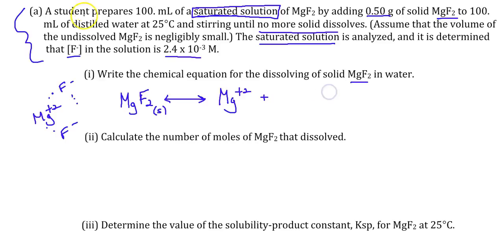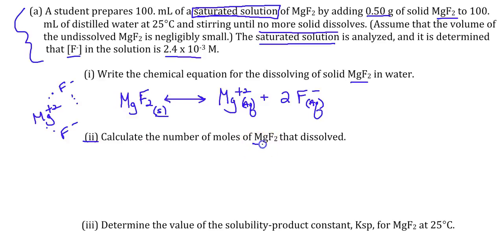So it's 2 fluoride ions, 2F negative. This is aqueous. Do you need the states of matter? Probably. I would say it's a good idea to show off and show that you know that. I'd write a double arrow because it's a saturated solution. That's all there is to it, and you get a point just for that. All right, so aye, Captain, here we go.